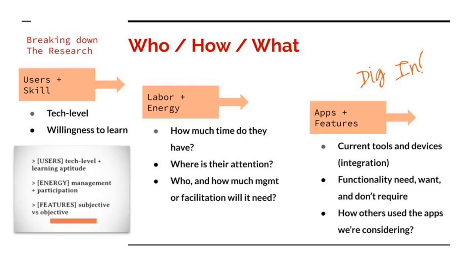The second part is the how: labor and energy. How much time do they have? Where is their attention? Who and how much management or facilitation is going to be needed? This is like the energy resources that are required. And then the third piece is the actual app itself. What features or functionality are our users going to need? What current tools do we have that it may have to integrate with? What functionality do we need, want, maybe would like to have, or even don't require? And what are others using the app for that we're considering?